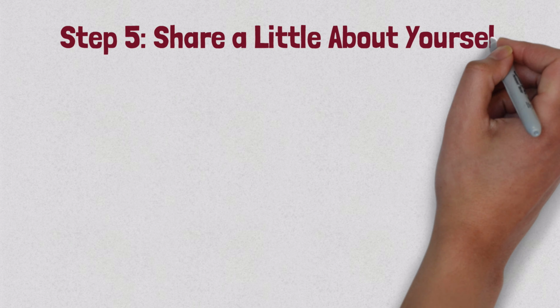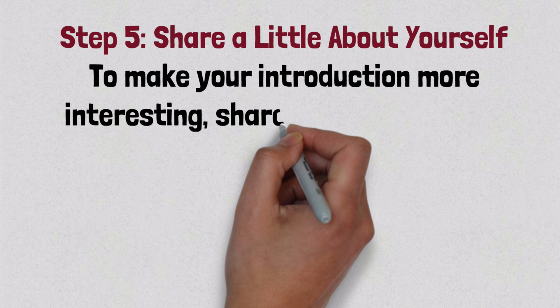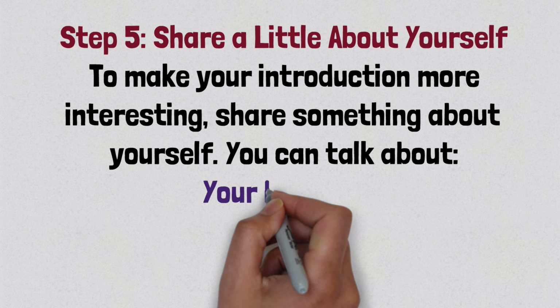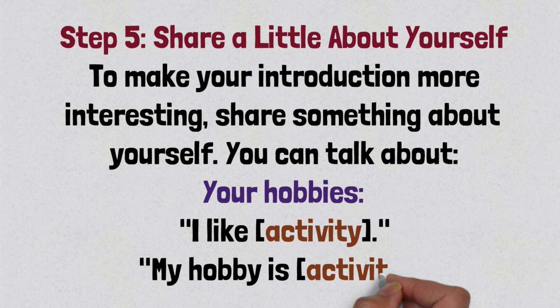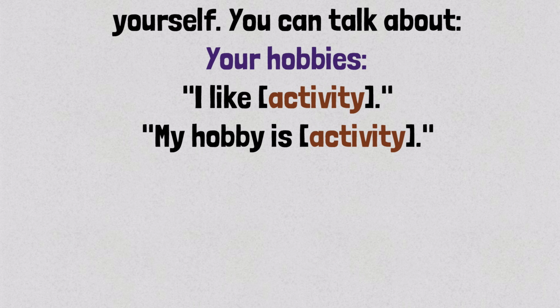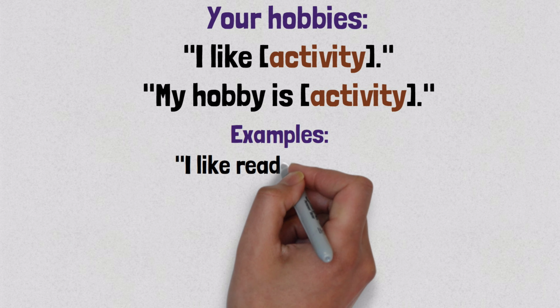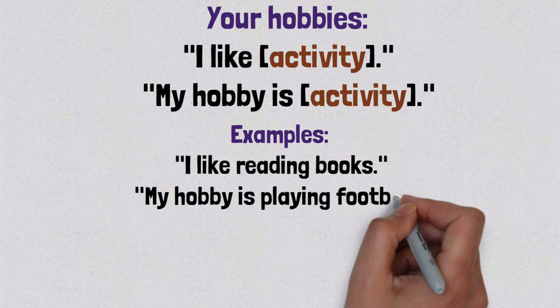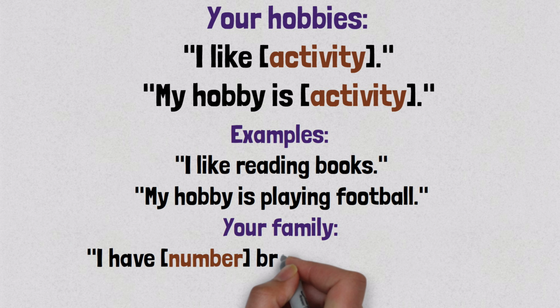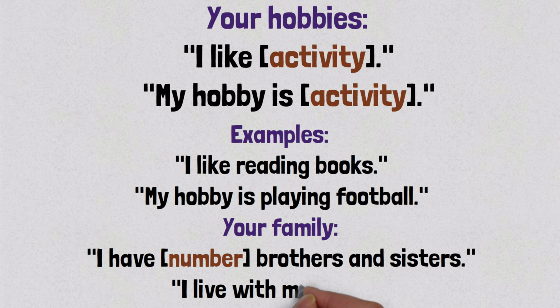Step 5. Share a little about yourself. To make your introduction more interesting, share something about yourself. You can talk about your hobbies. I like [activity]. My hobby is [activity]. Examples. I like reading books. My hobby is playing football. Your family. I have [number] brothers and sisters. I live with my family. Examples. I have one brother and 2 sisters. I live with my parents.